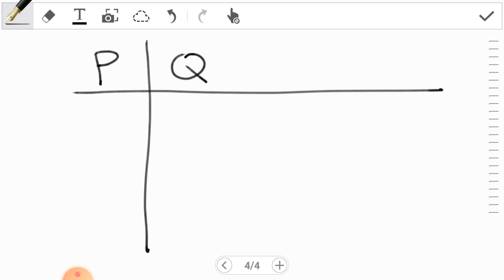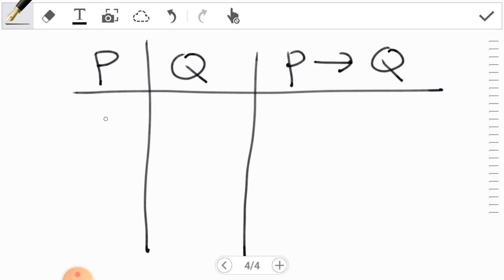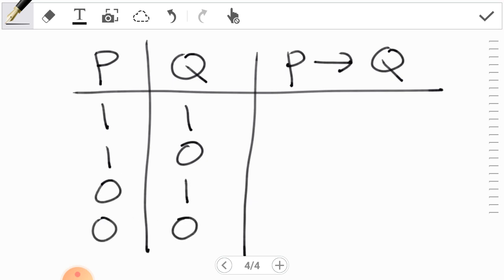Then we have the fourth one, the implication. Two propositions again, P, Q. Then we have P implies Q. 1, 1, 1, 0, 0, 1, 0, 0. How did I explain this? For the implication statement or the conditional statement or the if-then statement, this depends on the conclusion part.